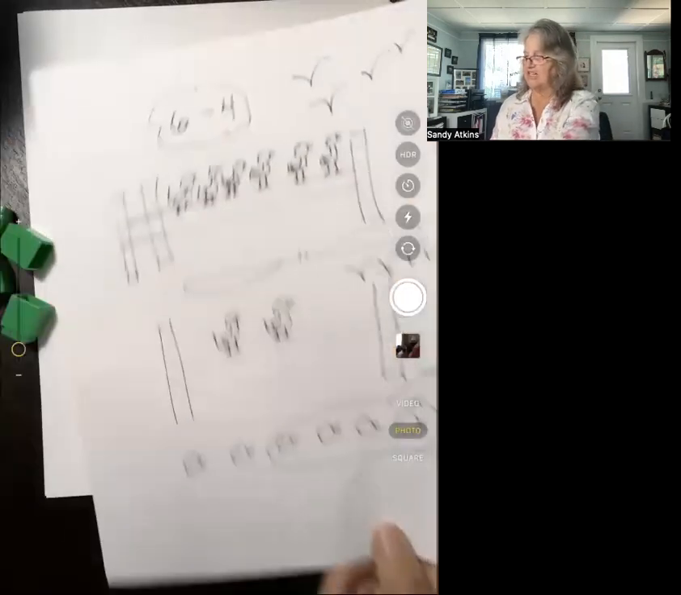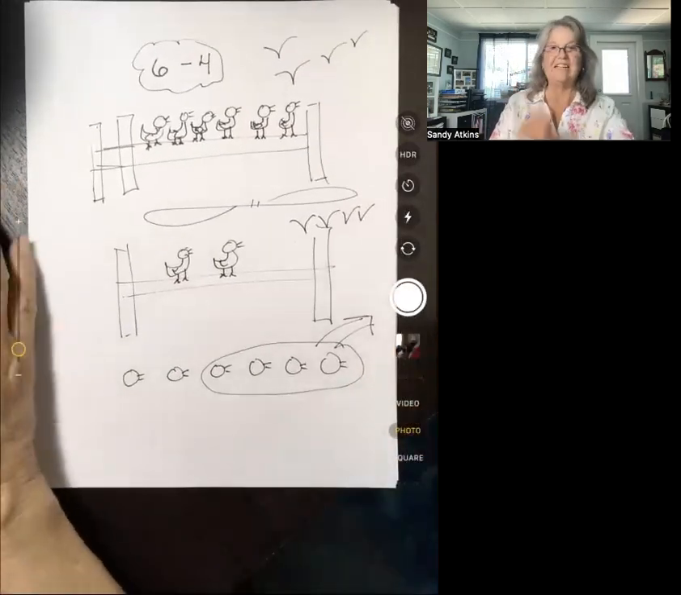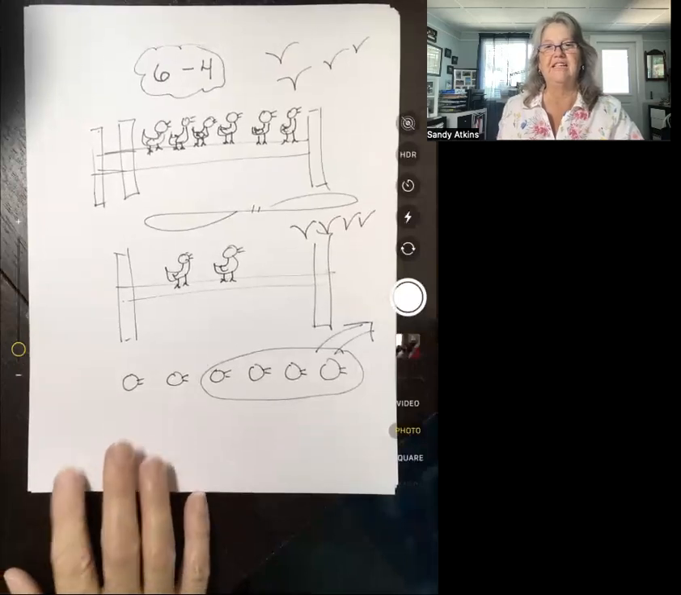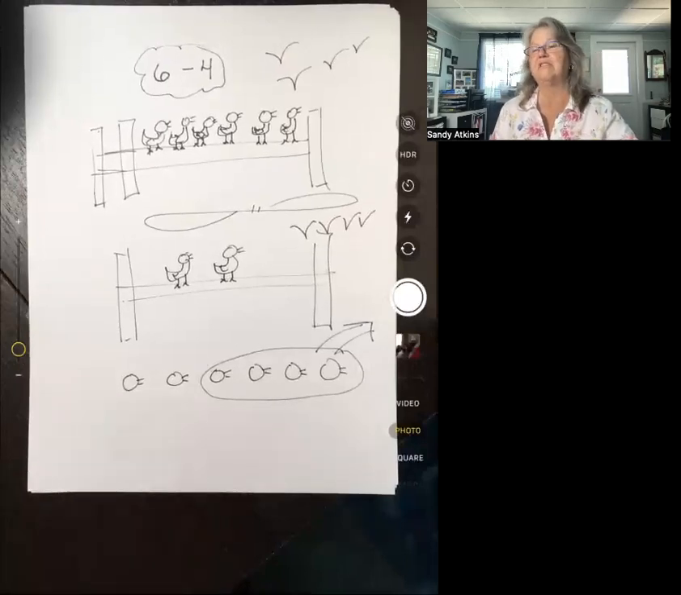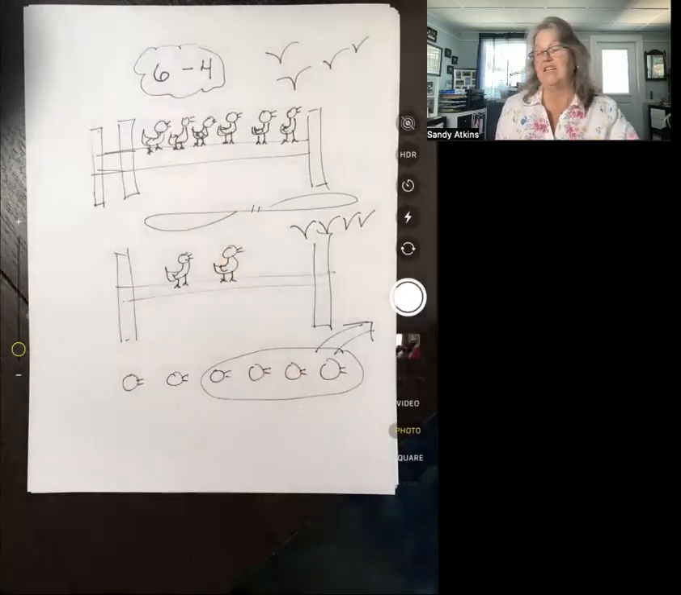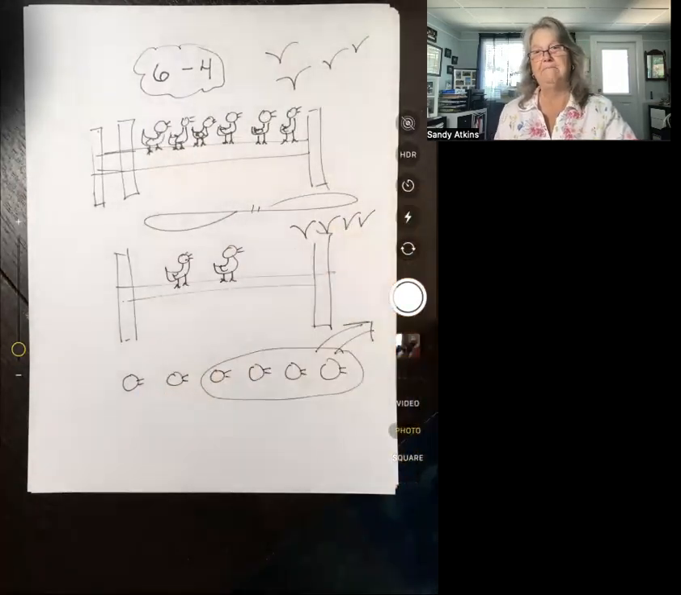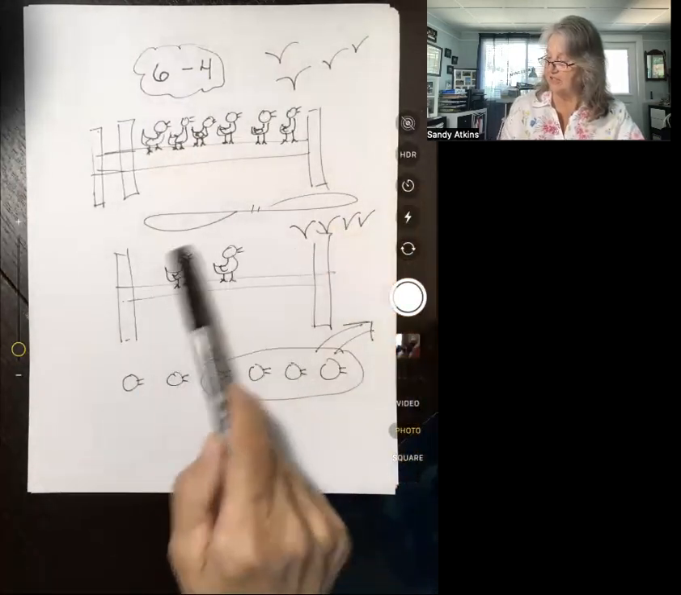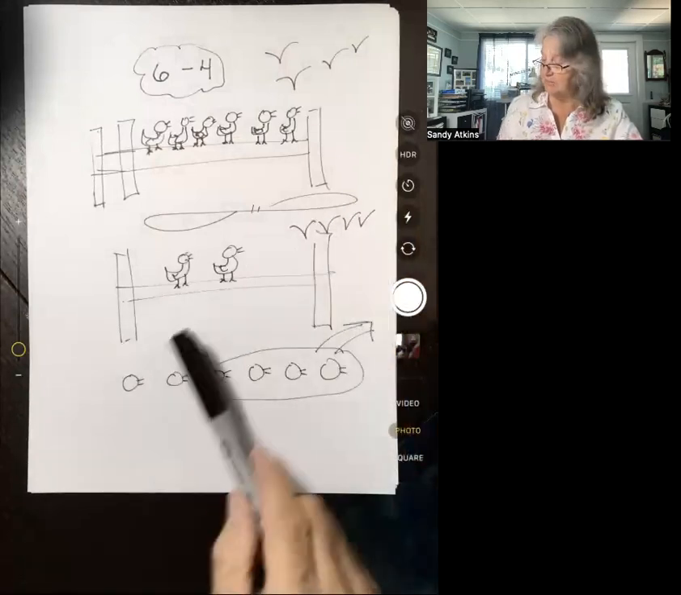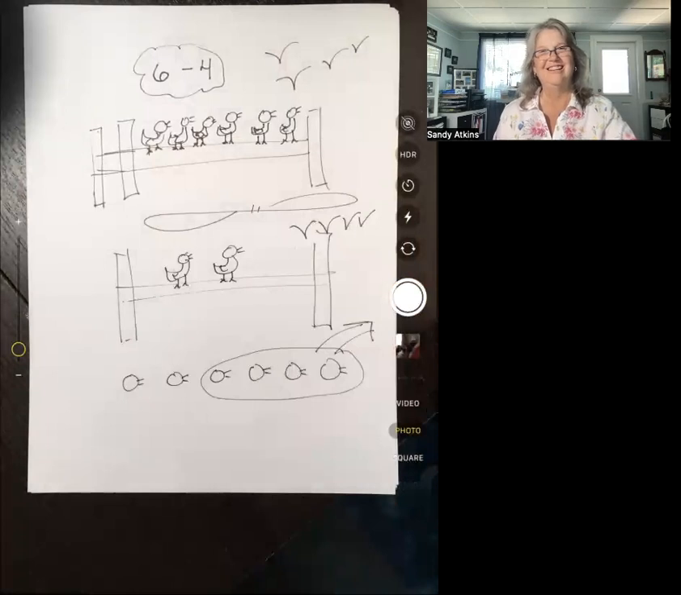Now, I apologize for my artwork. It's not very artistic, but I hope you'll get a sense of what we're looking at here. These are some of the types of pictures I've seen for this story related to that fact. And you'll see 6 birds are sitting on a fence, 4 flew away. 2 birds here, 4 flew away, right? 6 birds total, or they might draw something like this.